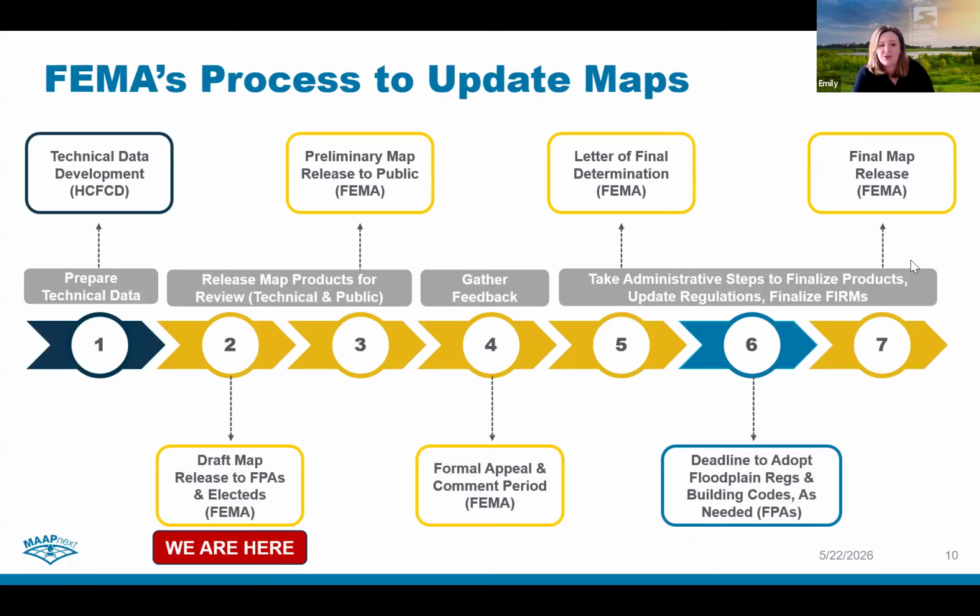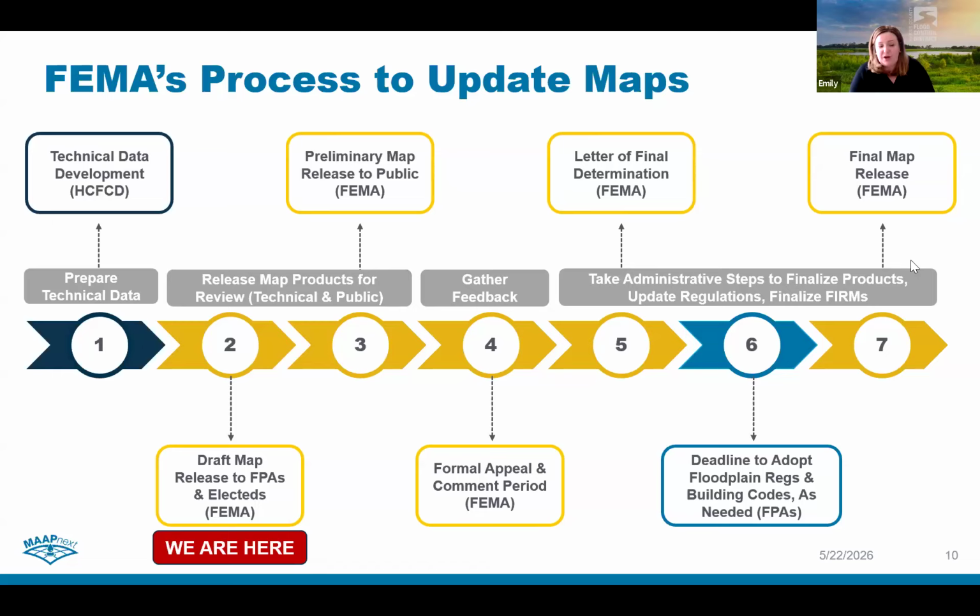So the first step was technical data development. That's really where the Flood Control District came in and supported the preparation of really technical data to drive these maps. Then FEMA, this is where we are now, has released draft map products. And the initial audience for that is really the floodplain administrators across the county so that they can review and weigh in on the initial products. And again, that's where we are today. The next major public step will be FEMA's preliminary map release. That's when maps start to move into a more formal public-facing capacity.